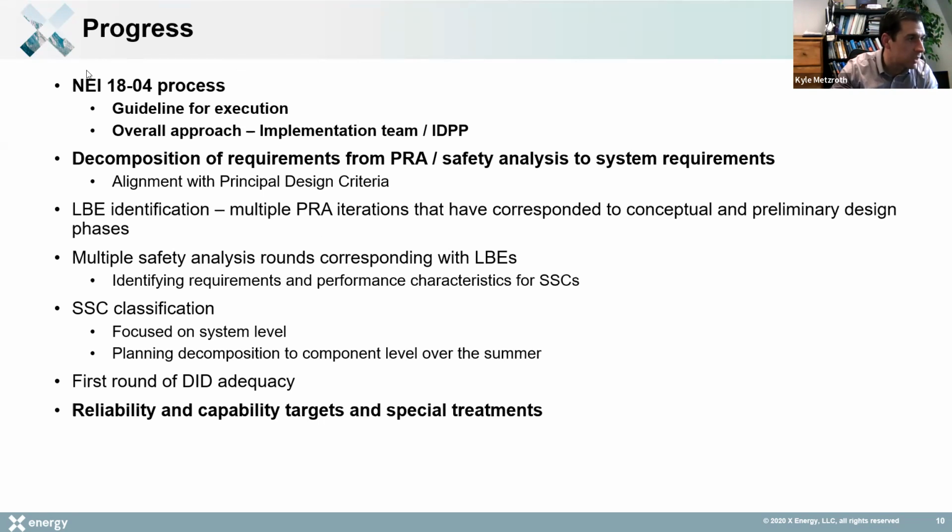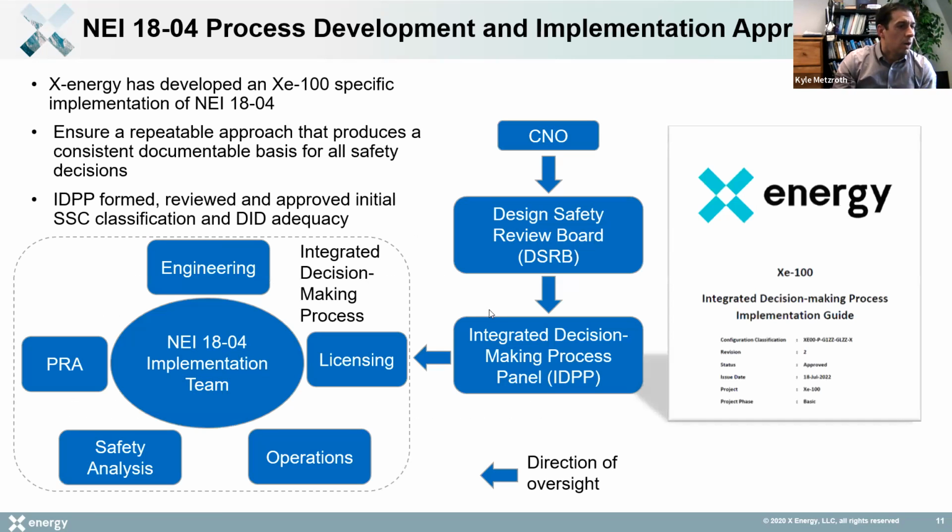So these are the three items. I'll talk about the 1804 process and how we've implemented it, a little about how we've interfaced this with our systems engineering process, and then talk a little at the end about reliability and capability targets. Okay, so, 1804 process development.